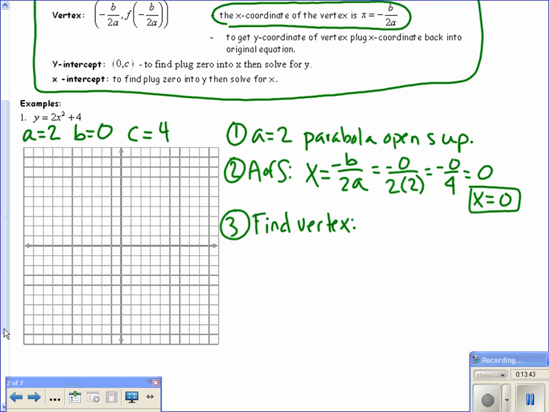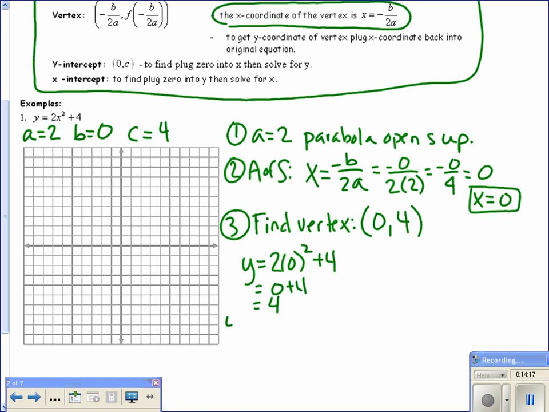Now, remember, the axis of symmetry is also the x-coordinate of the vertex, so I know I have 0, comma, something. To find that other number, I'm going to do y equals, and I plug that x-coordinate into my original equation. And remember, when you're plugging something in, put it in parentheses if you do it in your calculator. So here I get y equals 2 times 0 squared plus 4. 2 times 0 squared is 0, so I get 0 plus 4, so I get a y value of 4. So I know my vertex is at 0, 4.